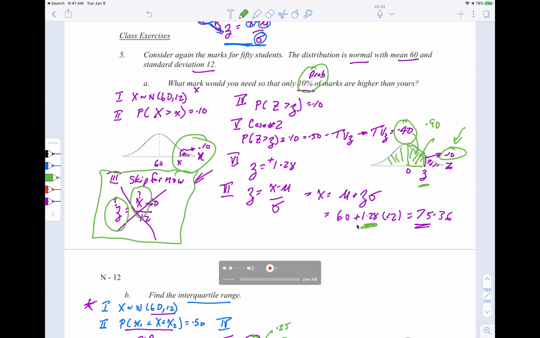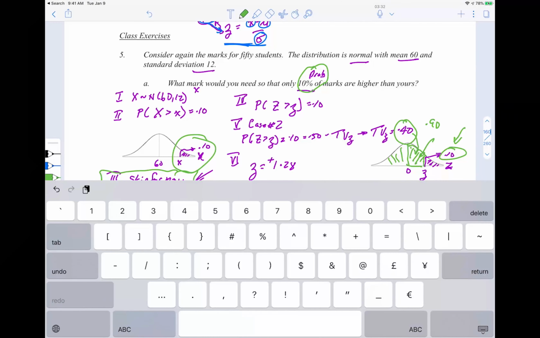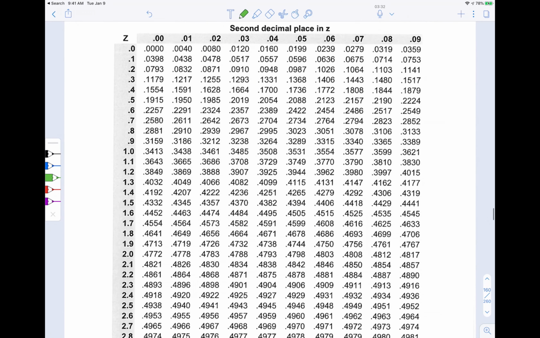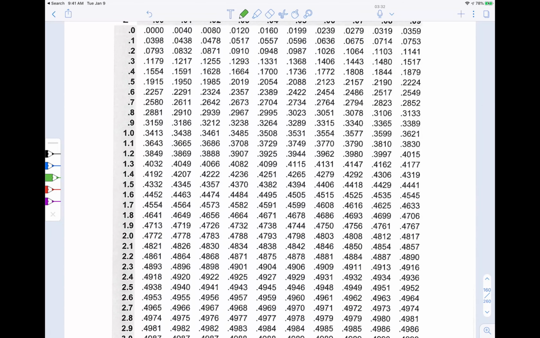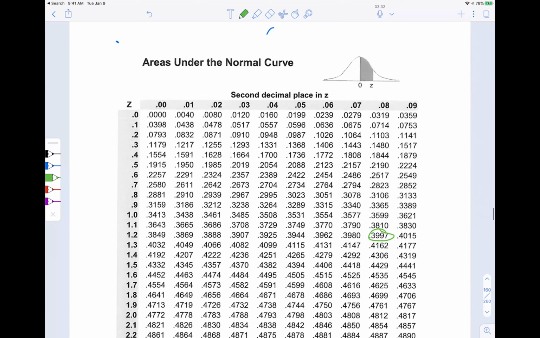Do you want me to take you there? Let's just really quickly go there. So when we did this by hand, what we did was we said, here's 0.3997. That's the closest that we have to 40%. Remember, we've got 10% here, and we've got 40% here to the middle. And so we read out and we get 1.28. So that's how we did that.